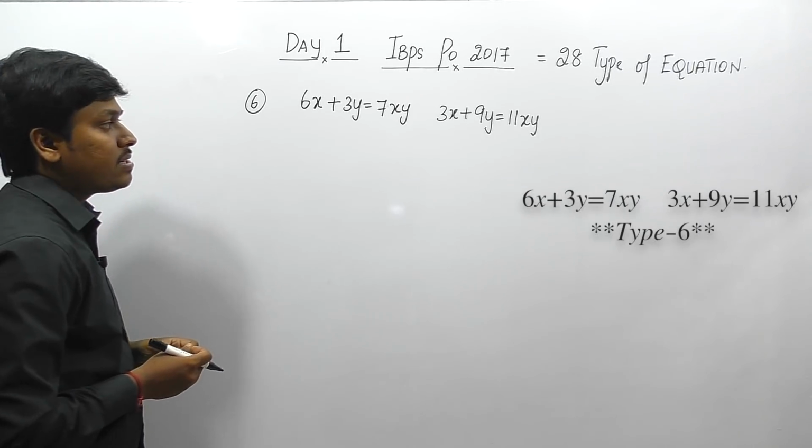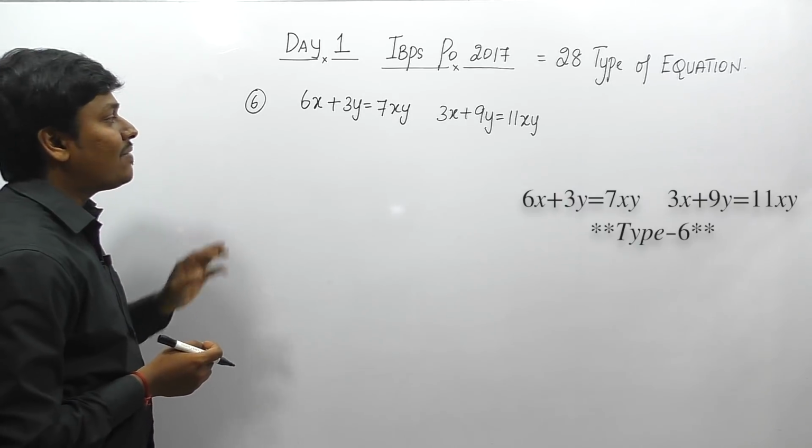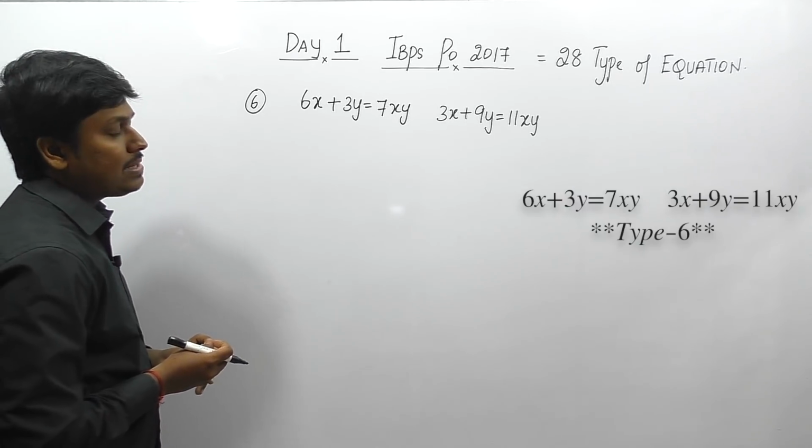Type number 6 equation. 6x plus 3y is equal to 7xy, and 3x plus 9y is equal to 11xy.